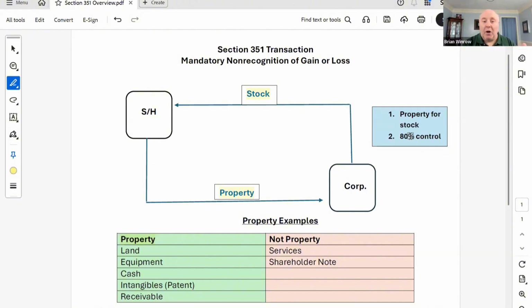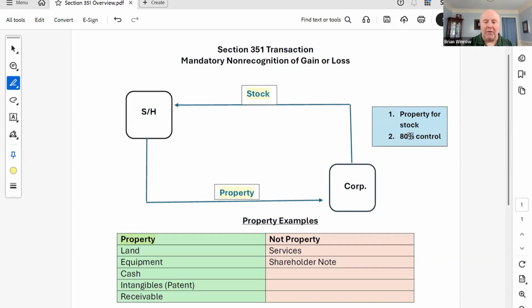And the code says immediately after the transaction. Okay, so as soon as we do this transaction, they're supposed to have 80% control. So if they gave property for stock, and we look at the ownership of all of those contributing property in return for stock, and between all of them they have 80% control cumulatively, then we meet Section 351 and we're not going to recognize gain or loss.